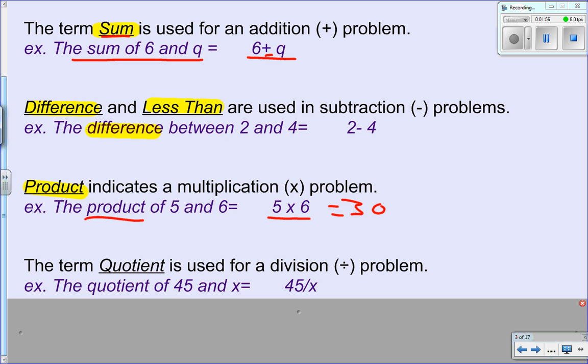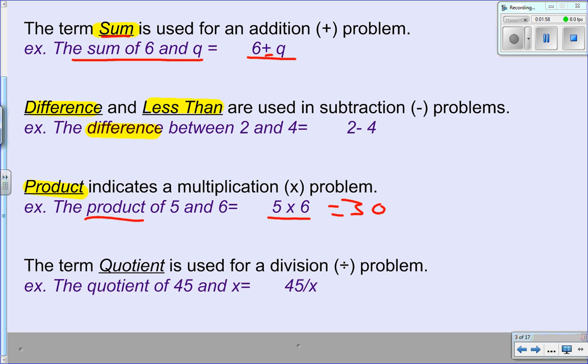And the final term you need to know is quotient. Quotient is used for a division problem. So when you see something like the quotient of 45 and x, you will immediately know to go 45 divided by x, and that is how you solve that problem.